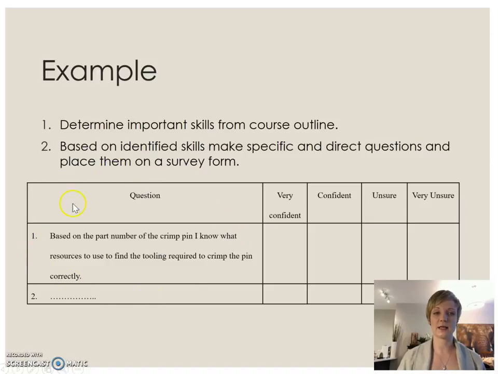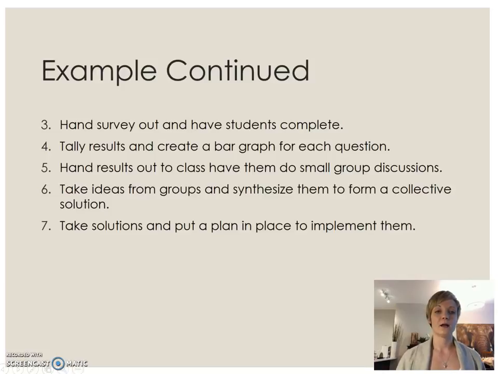So you can see here, I would put my questions or comments or statements. You could call it really anything you want. Items might be a better word to put there. And then you have this scale with which the students can say how confident they are. So they can just go through and quickly check off to rate how confident they feel about each one of these individual items. You then hand the survey out to the students, have them complete it.